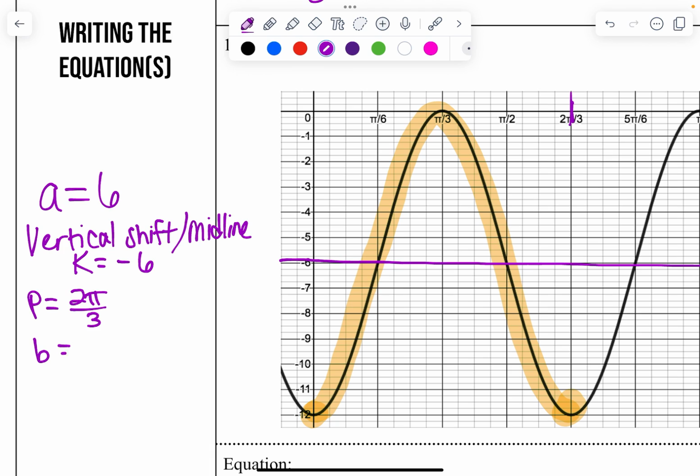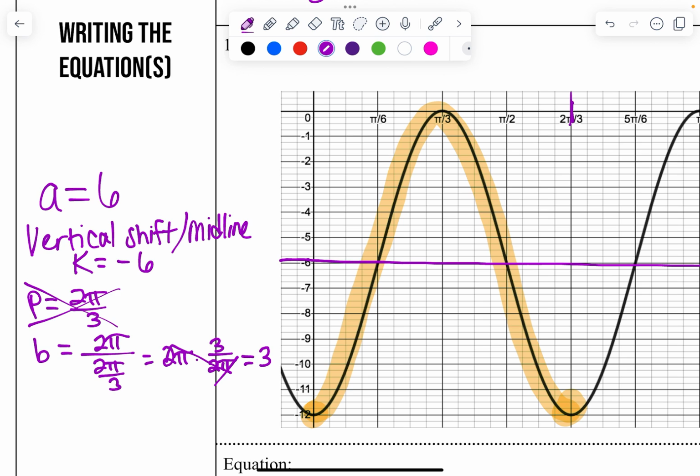So then we have to use that to find our b value. So b is going to equal 2 pi divided by 2 pi over 3. But we don't divide when fractions are involved. Instead, we multiply by the reciprocal. So instead of dividing by 2 pi over 3, we multiply by 3 over 2 pi. So we get a b value of 3.